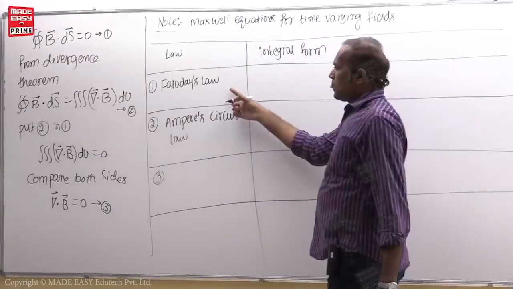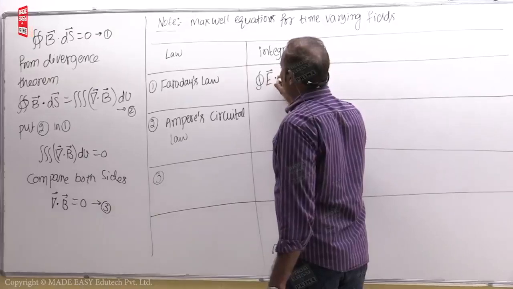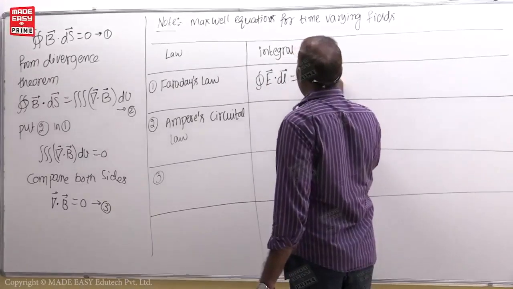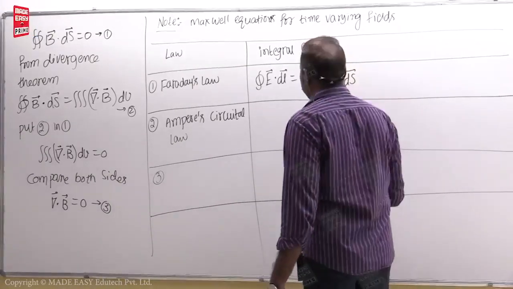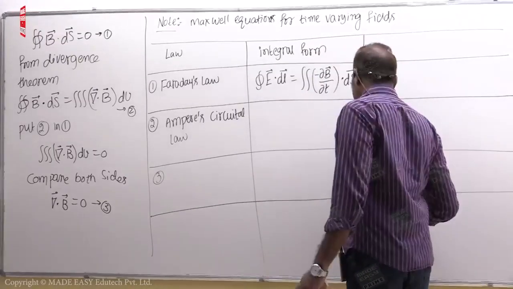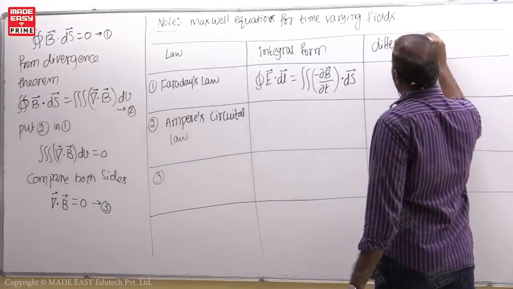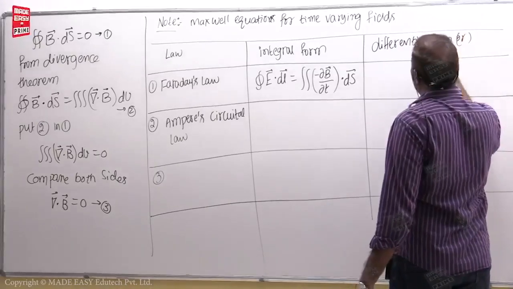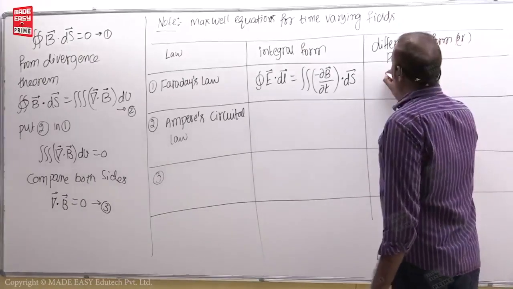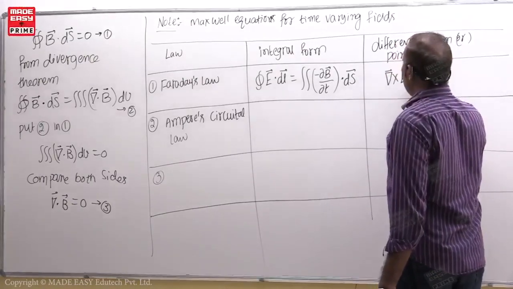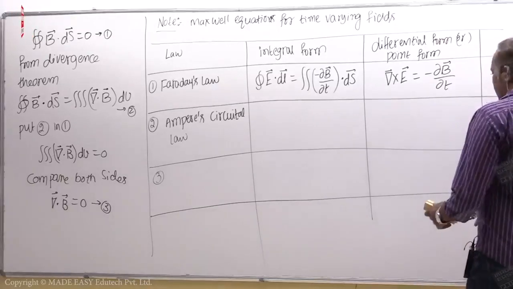Integral form. From Faraday's law, the integral form equation is: closed integral of E bar dot dl bar is equal to minus double integral of dou B bar by dou t dot ds bar. Now the differential form, otherwise also called the point form, is del cross E bar is equal to minus dou B bar by dou t.